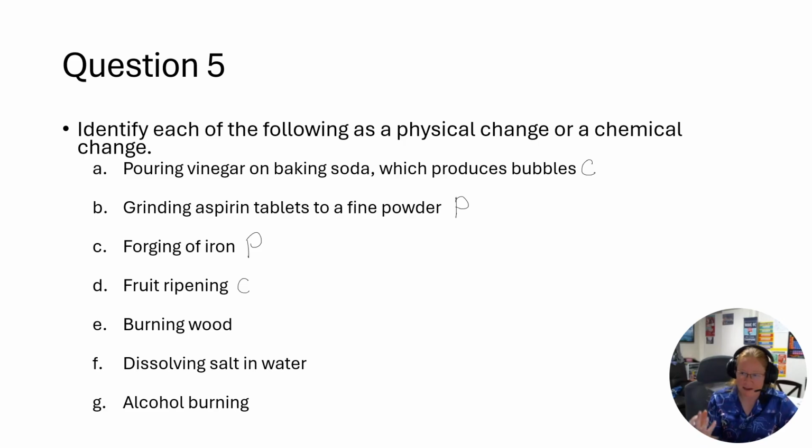All right, burning wood. If you think about wood, as you burn it, you have smoke and ash. And when you're all done, do you still have a log of wood? No. So what do you think? Chemical.